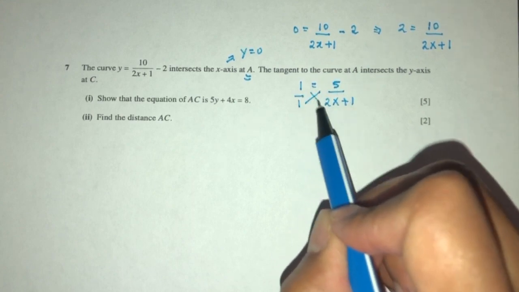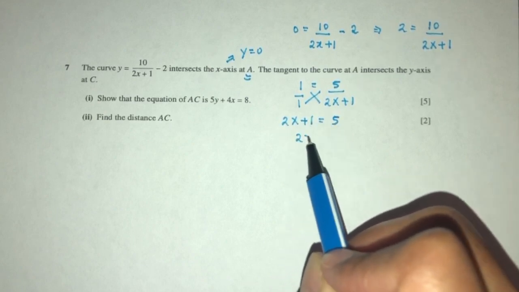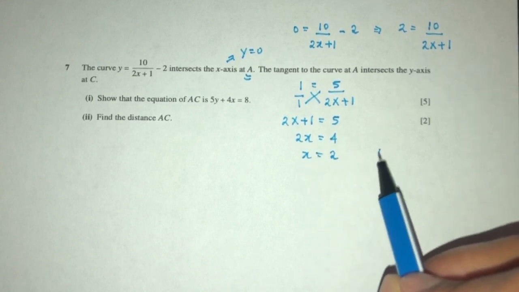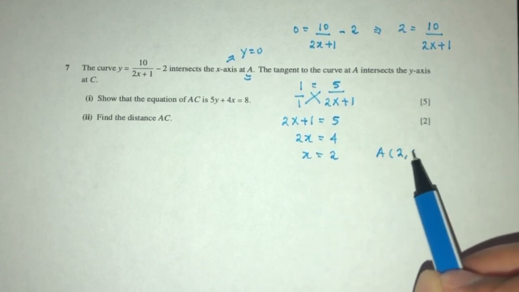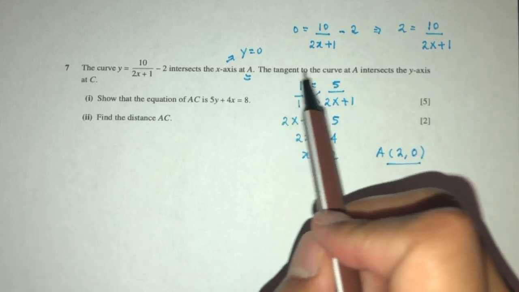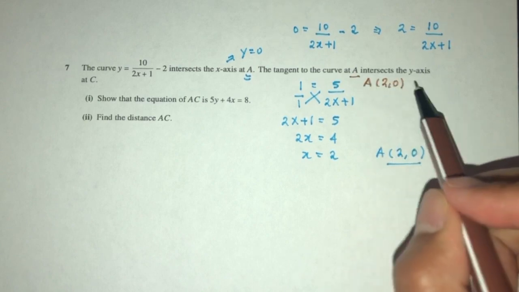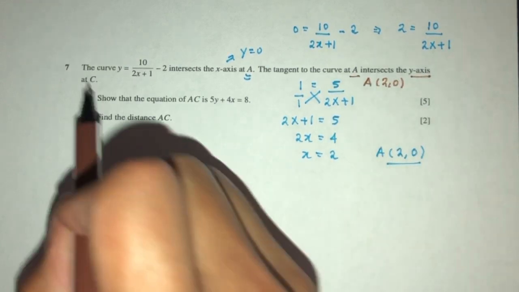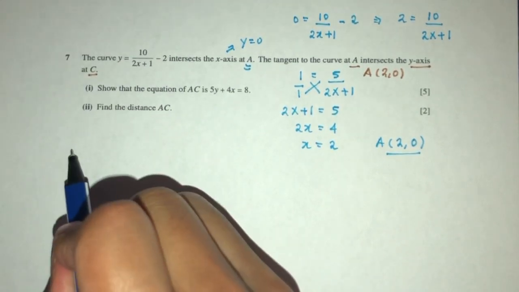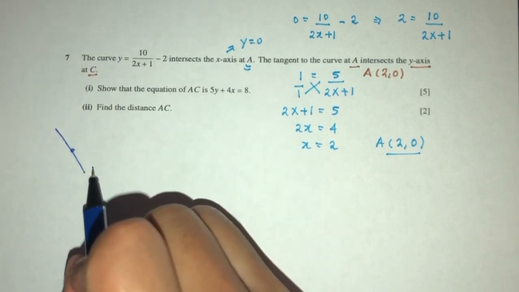Now we can cross multiply. You will have 2x plus 1, that will be 5. So 2x will be the value of 4, x will be the value of 2. So the point A will be 2, and the value of y here is 0. This is my point A. Now, the tangent to the curve at A, at the point 2, 0, intersects the y-axis at C. So pretty easy. We understand that at the point A, we have a tangent. For example, that is the tangent T.